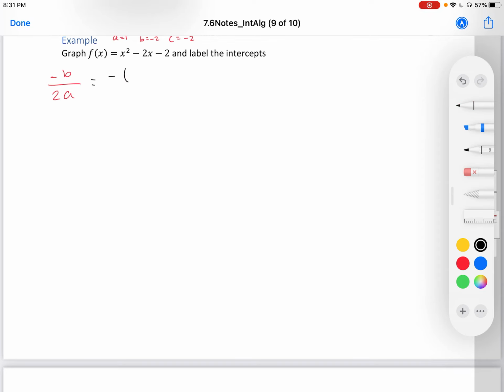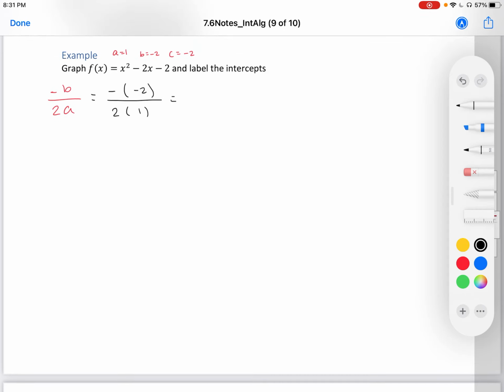So I get negative, my b is negative 2, divided by 2 times your a, which is 1. So I get positive 2 divided by 2, you get 1. So out of our vertex, h comma k, you just found your h. Our h is 1.